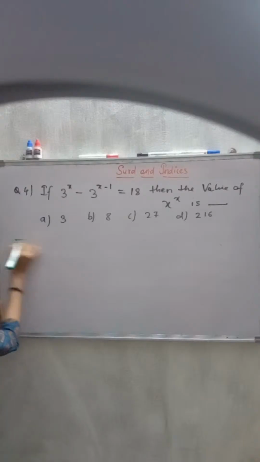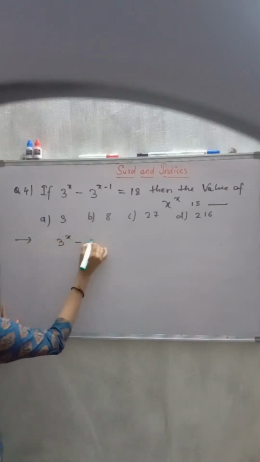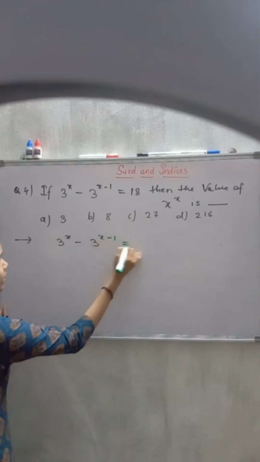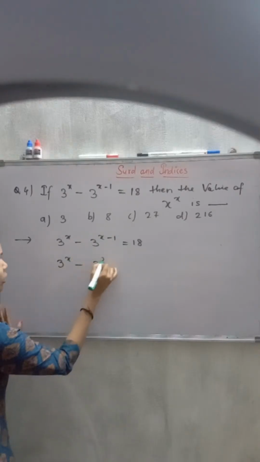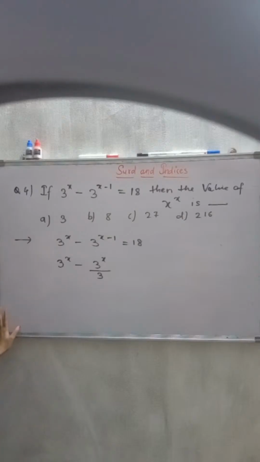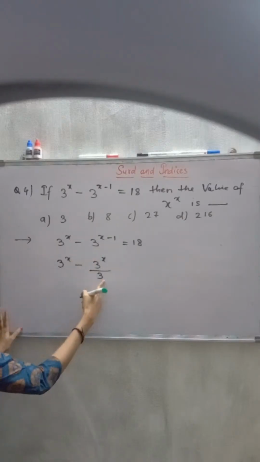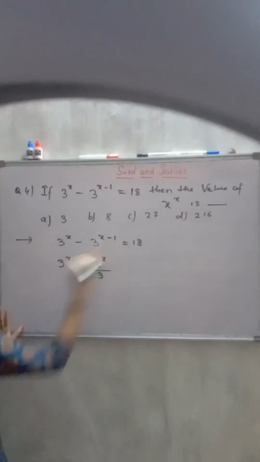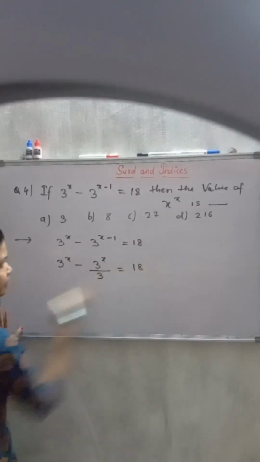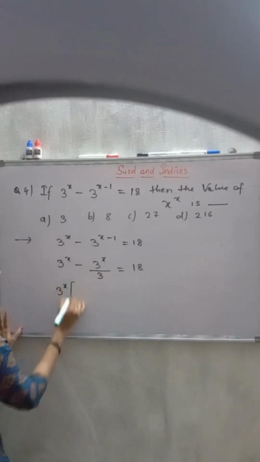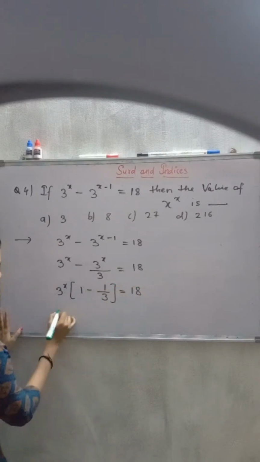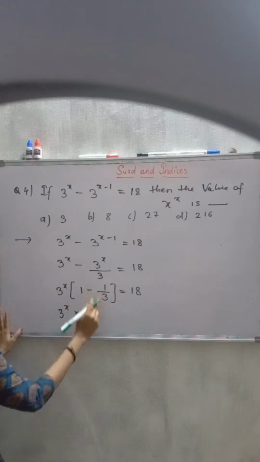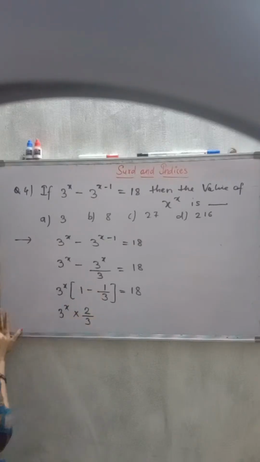Now, 3 to the power x minus 3 to the power x minus 1 equal to 18. We can write this as 3 raised to x minus 3 to the power x upon 3, since we know a to the power m divided by a raised to power n equal to a to the power m minus n. Now 3 raised to x take common, so we get 1 minus 1 by 3 equal to 18. 3 to the power x into 1 minus 1 by 3, which is 2 by 3, equal to 18.